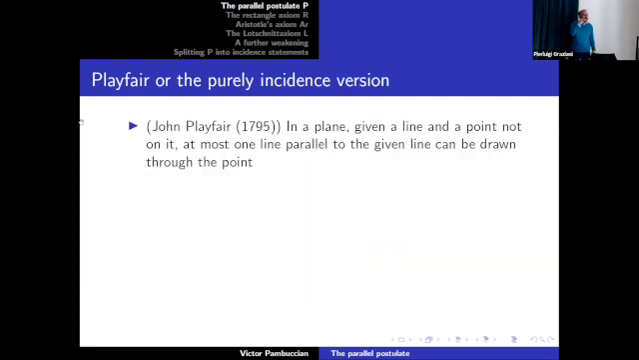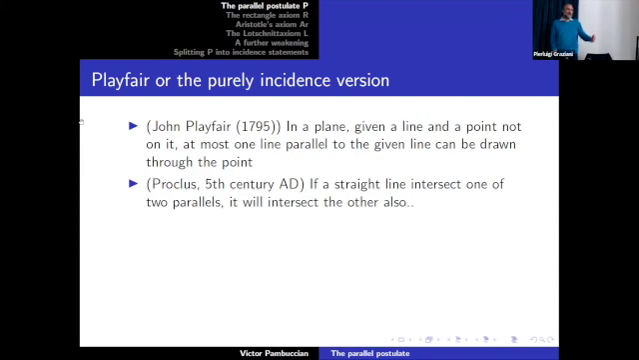Now, Playfair, who actually didn't do much more than restate what Proclus had already stated, tells us that if you're in a plane, then given a line and a point not on it, at most one line parallel to the given line can be drawn through the point. As you see in this version, there is nothing involved except for incidence. All you need to know is a point is on a line or is not on a line. That's all. So it is remarkably better than the others because it doesn't require betweenness at all, and it doesn't require equidistance at all. Proclus said the same thing in a slightly different version, but it's the same.